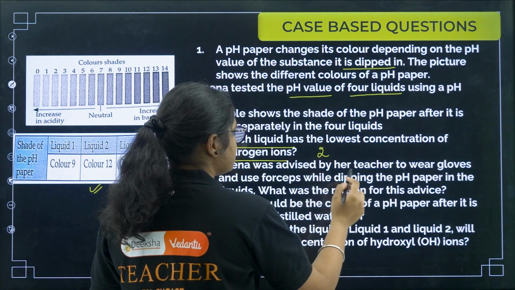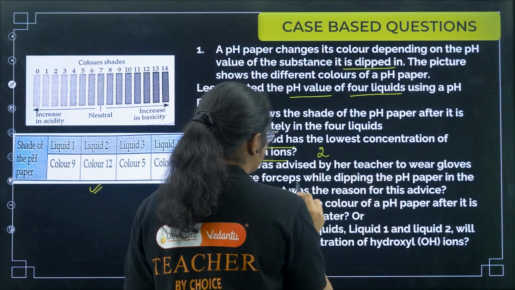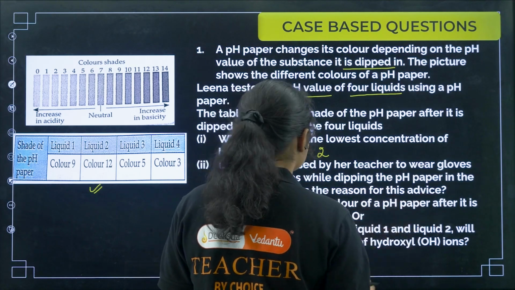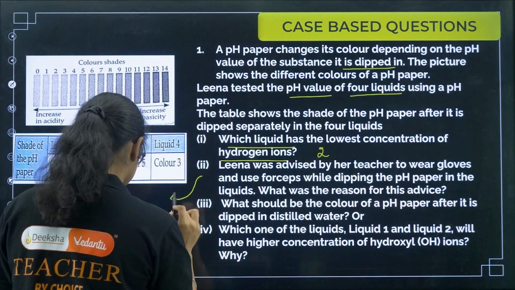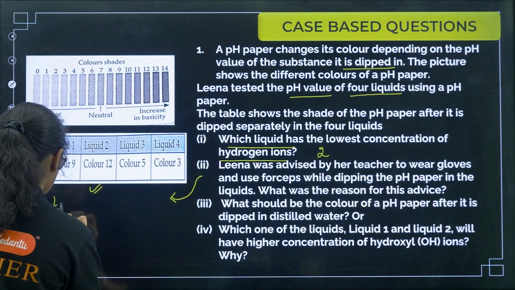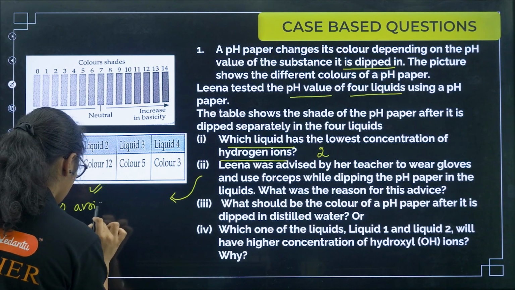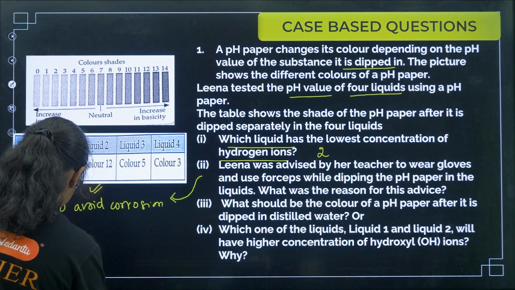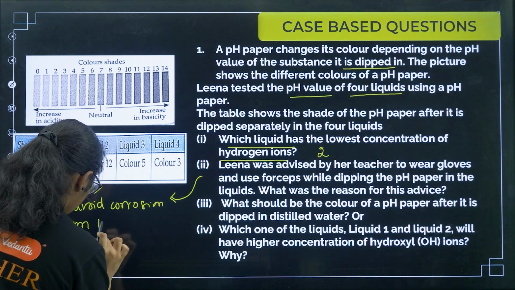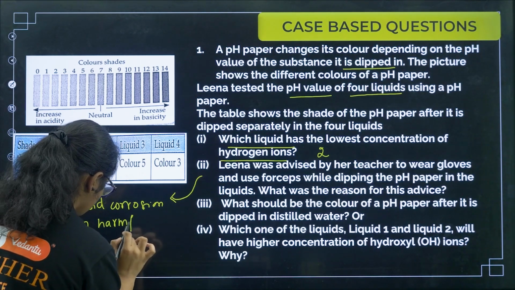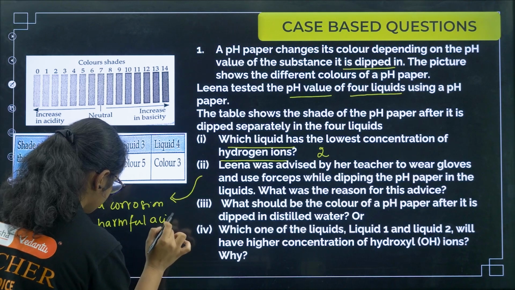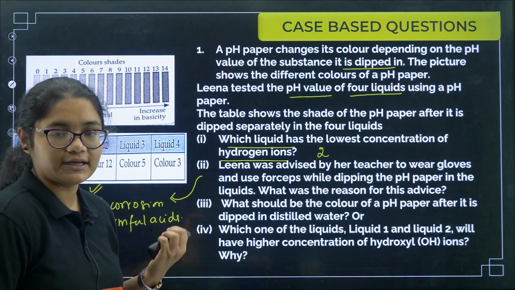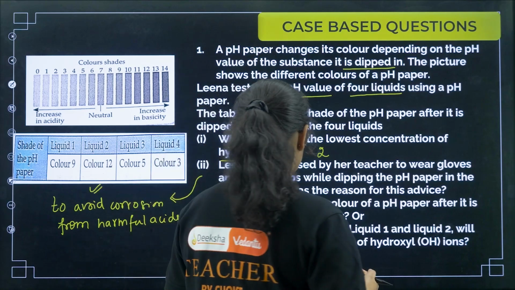Next, Lina was advised by her teacher to wear gloves and use forceps while dipping the pH paper in the liquids. What was the reason for this? That is to avoid corrosion from harmful acids. Acids are corrosive in nature, and bases are also, so if they touch your fingers directly, they may get corroded. To prevent that.